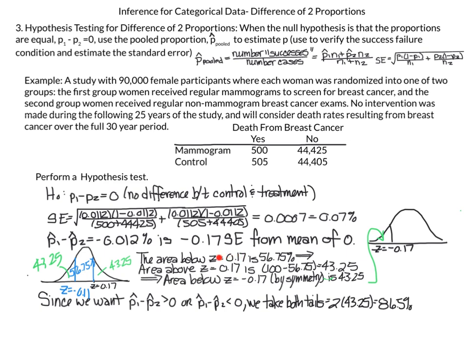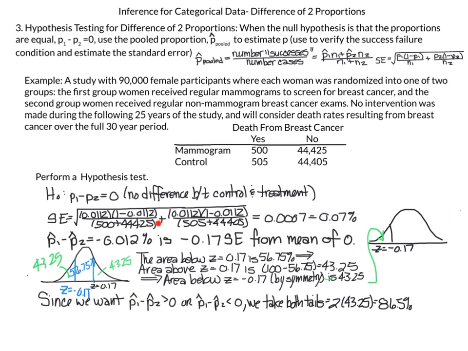So I've written this down here. The area below 0.17 from our table is 56.75, so the area above z equals 0.17 is 100 minus 56.75, which is 43.25. Remember, the total area has to be 100 because it's a probability curve. So by symmetry, the area below negative 0.17 is also equal to 43.25%. Okay, so that's this 43.25.